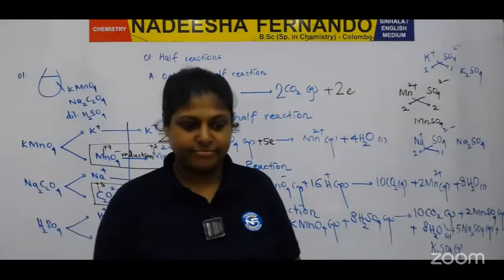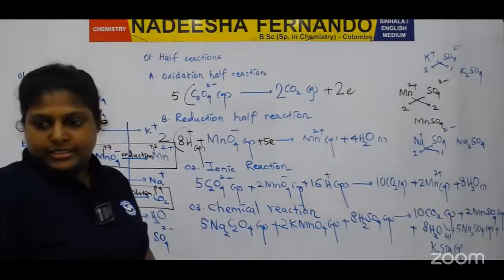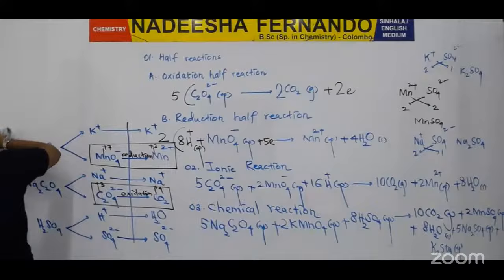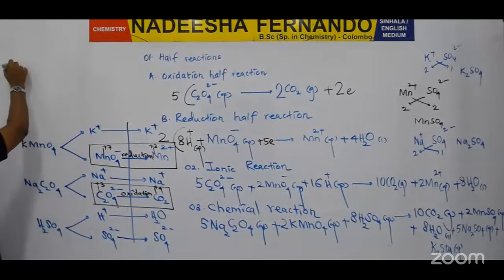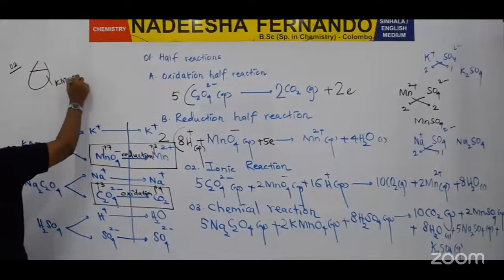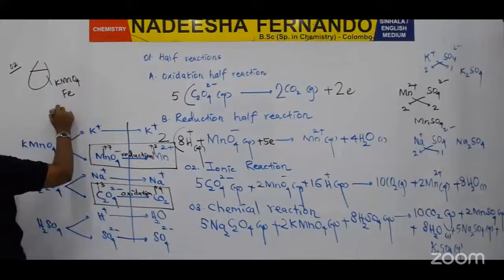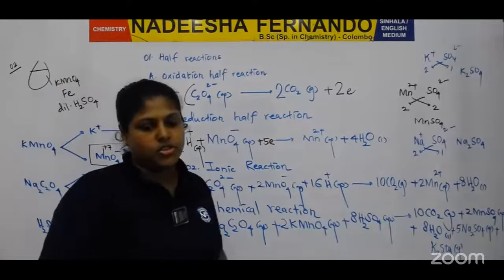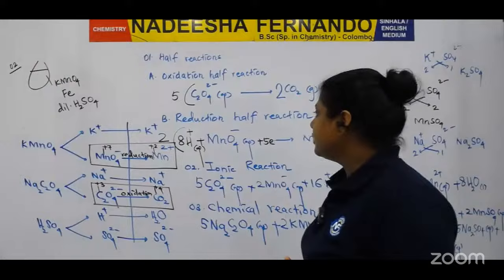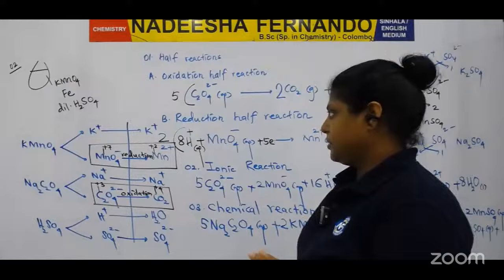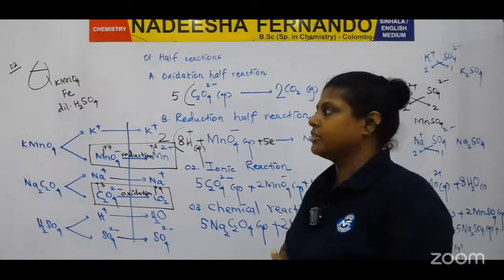Finished? Go to the next one. Second example. Right. I'll give the second example. Please try. I'll explain after 10 minutes. You have KMnO4, Fe and dilute H2SO4. Please write the half reactions, oxidation and reduction, separately, then the ionic reaction and the chemical reaction. Please go through within 5 minutes.